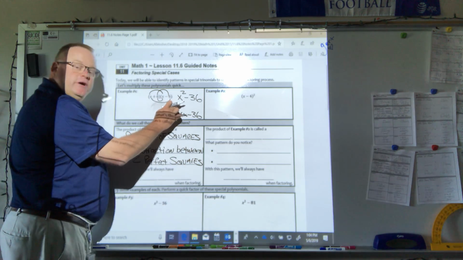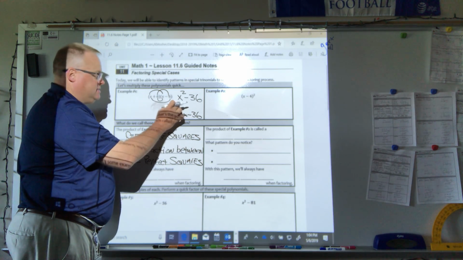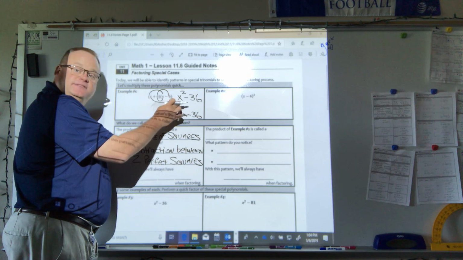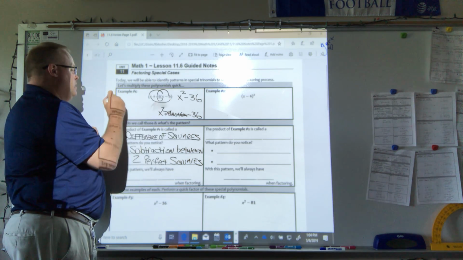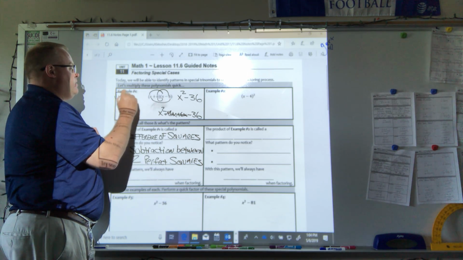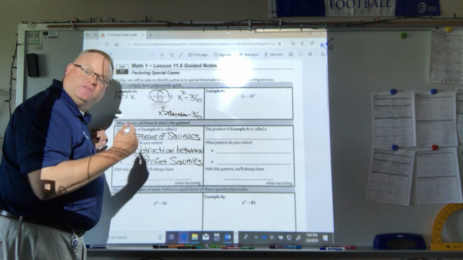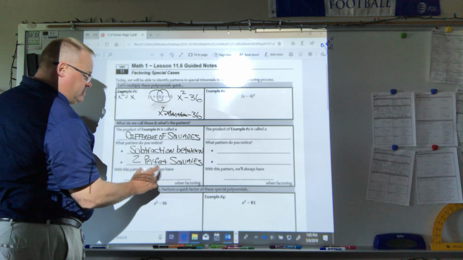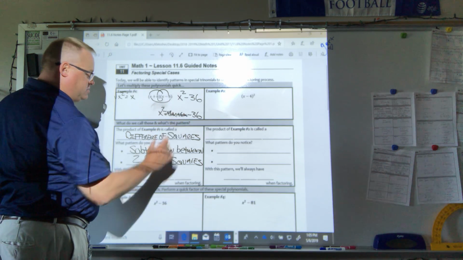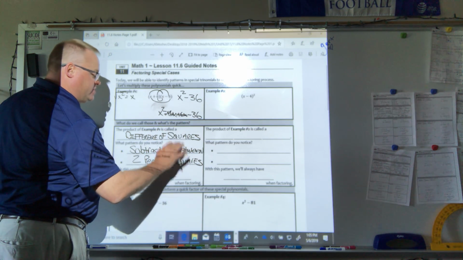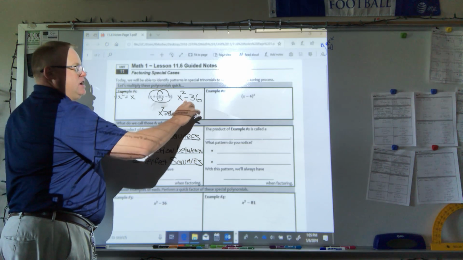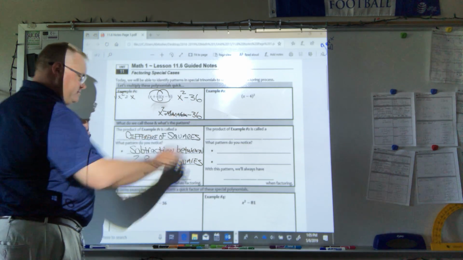And we know that x squared is a perfect square of x times x. That's a perfect square, because if I take the square root of x squared, I just get x. Well, I know 36 is a perfect square of 6 times 6. So this is called a difference of squares, and it is a subtraction sign between two perfect squares.